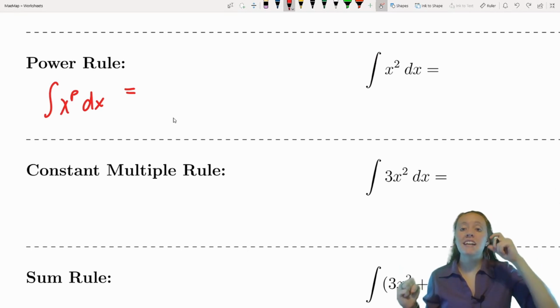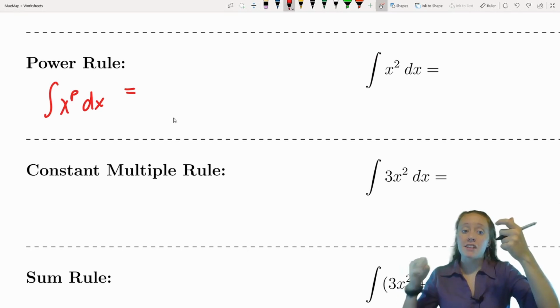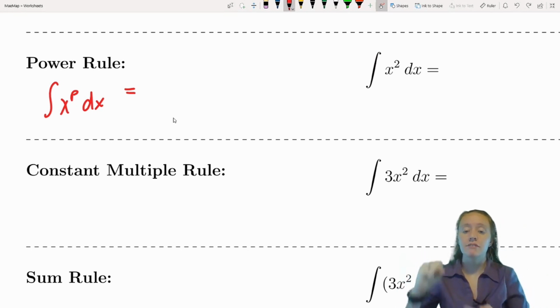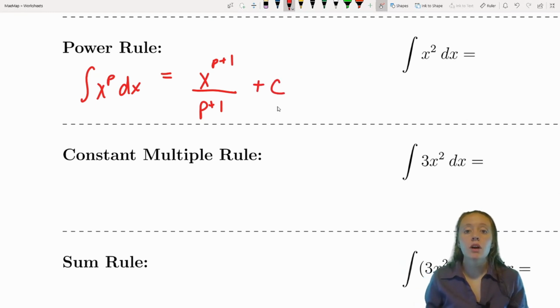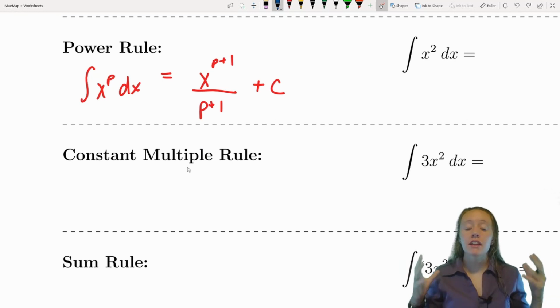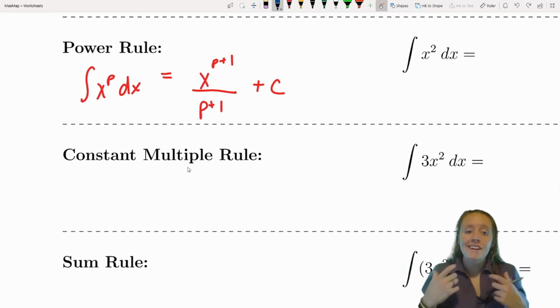We're going to start by increasing the exponent by 1, and then as opposed to multiplying, we're going to divide. So this becomes x to the p plus 1 all over the new exponent of p plus 1 plus c. And again, we have to have this plus c because we do not have bounds on our integral. And in the rest of this worksheet, I don't have any bounds. We're going to learn about bounds or a definite integral in a later example video. So for now, don't forget that plus c.